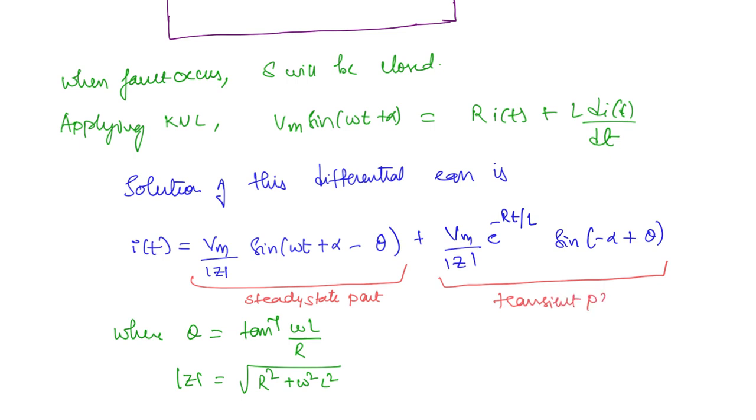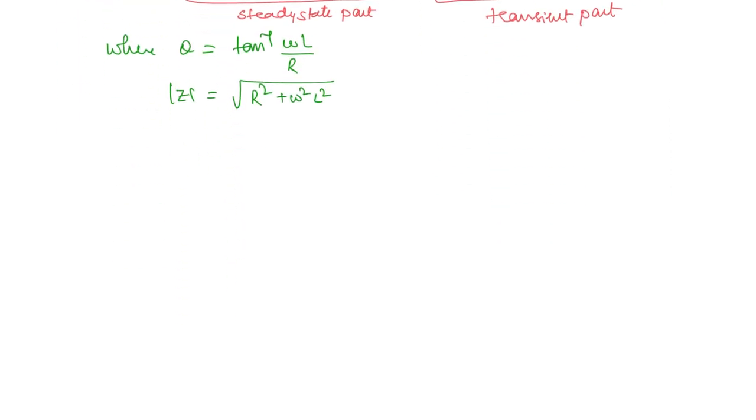Transient part is something which dies off with time. So now this is the total fault current that occurs. Now what we are interested in is to find out the maximum possible fault current. That is, what is the maximum possible value of this fault current. So we will find that out.